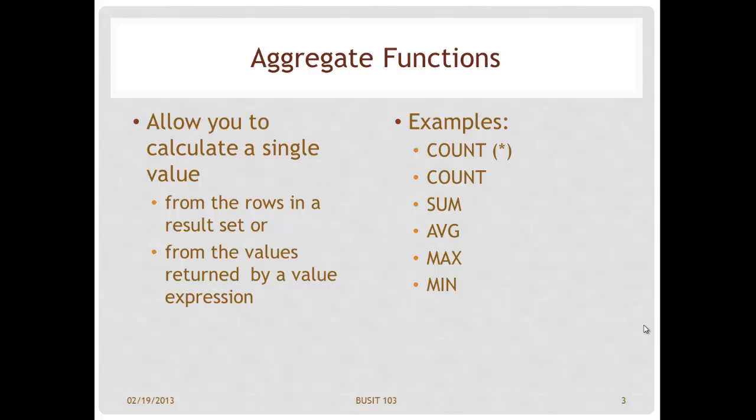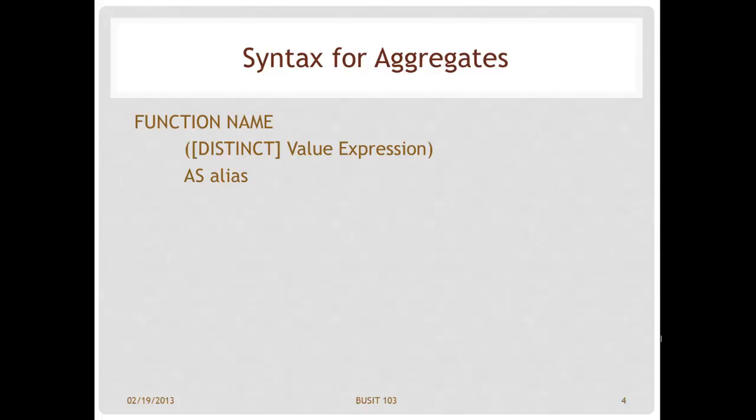Aggregate functions allow you to calculate a single value from the rows in a result set or from the values returned by a value expression. The basic syntax for aggregates is the function name, distinct is optional, the value expression, and an alias. An alias is beneficial because in SQL Server, your columns will not have names otherwise.